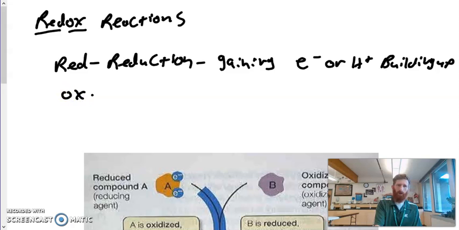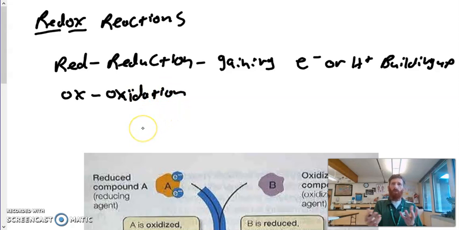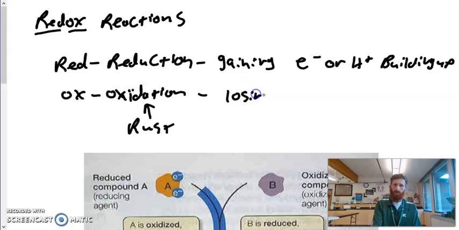Ox is the second part, and that stands for oxidation. Some of you may have heard rust referred to as oxidation. That's the technical term for it, which is all good and correct. Oxidation is rust. So reduction is gaining electrons. Oxidation is losing electrons, or we could also say it's losing hydrogen ions. And you can tell because oxidation is rust. We're not building up, but we're breaking down.